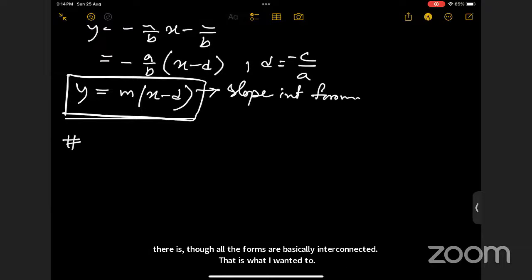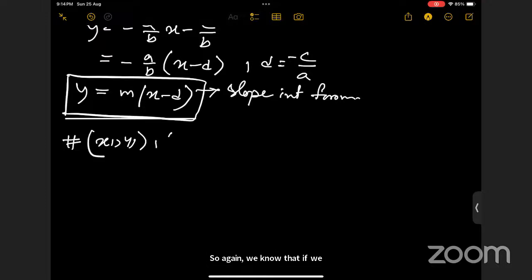Again, we know that if we have two points, then using these 2 points, we can find the equation of the line which passes through these 2 points, which is the 2-point form.